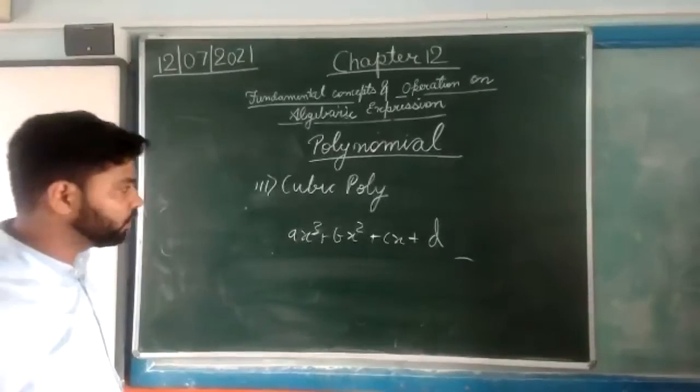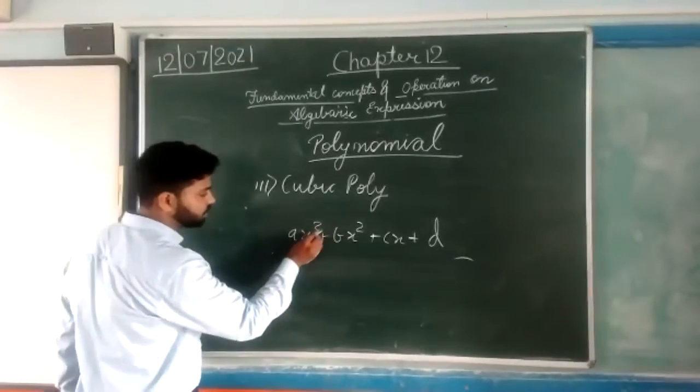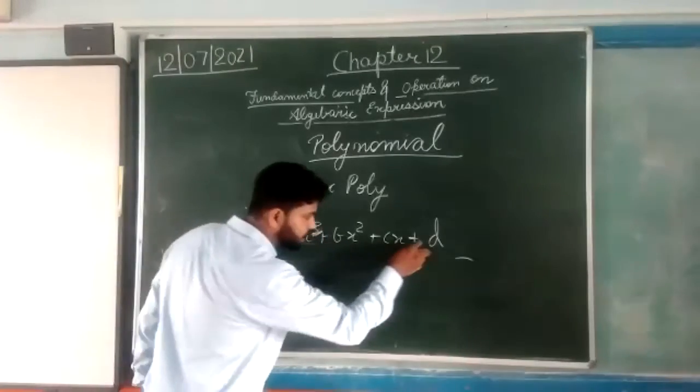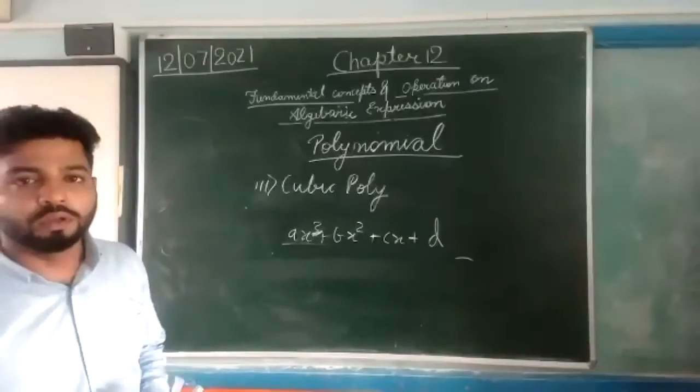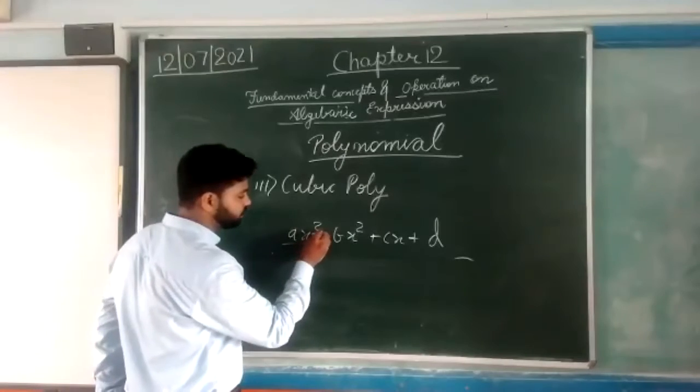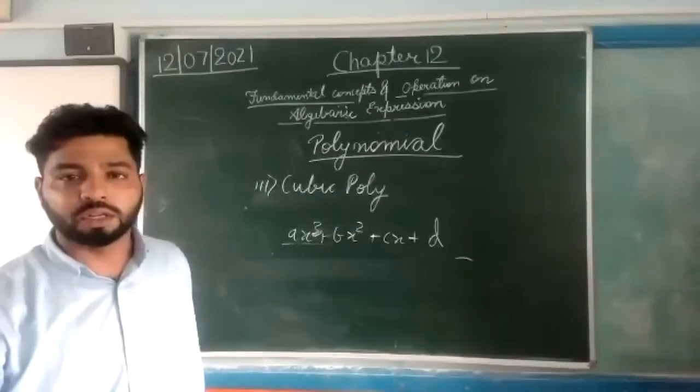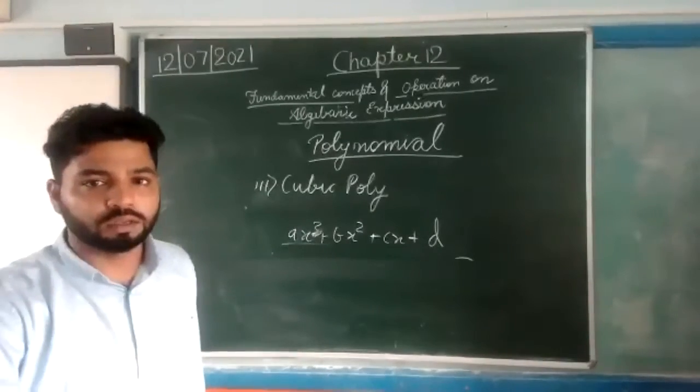So in the cubic polynomial the maximum power is 3, and this maximum power is called the degree of that equation. If you have to find the degree of the equation, you have to see the maximum power, which is 3. So the degree is 3.